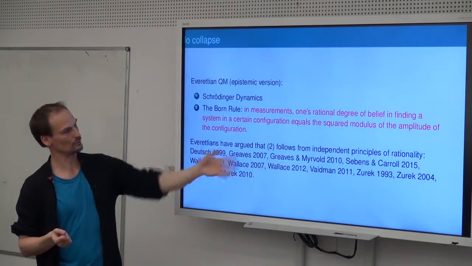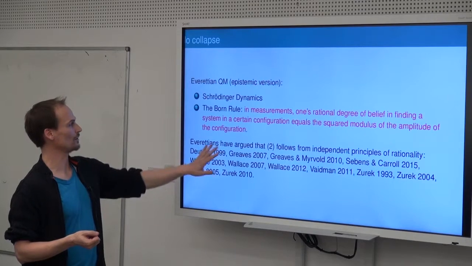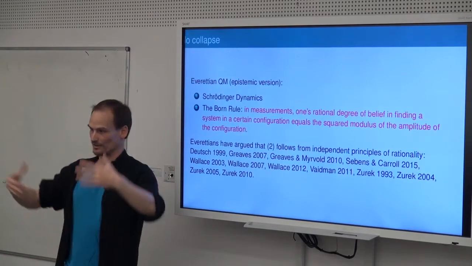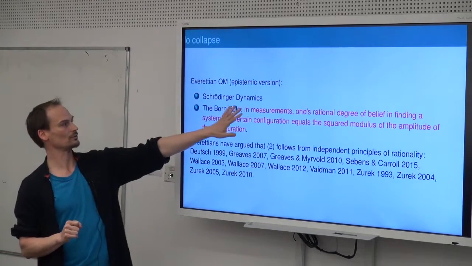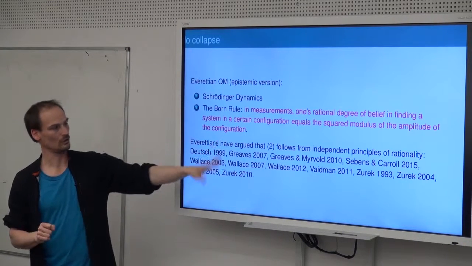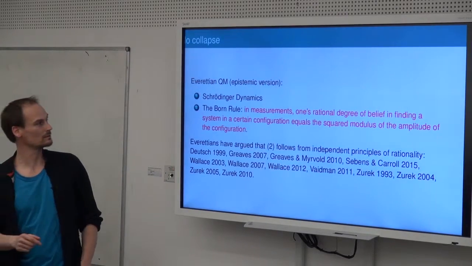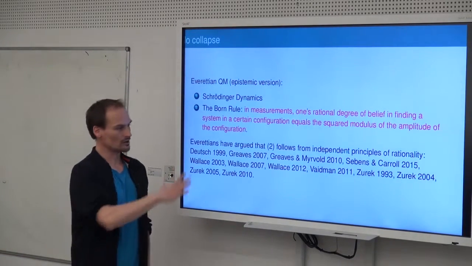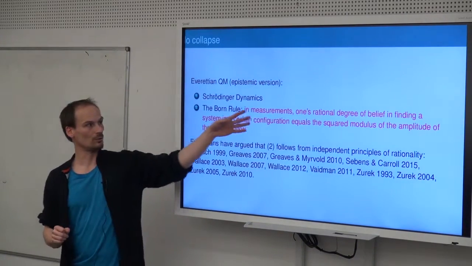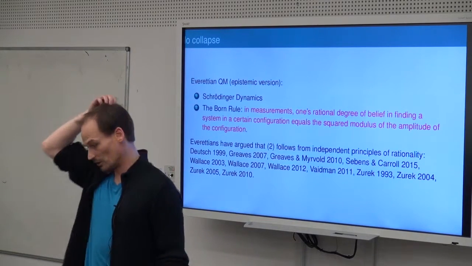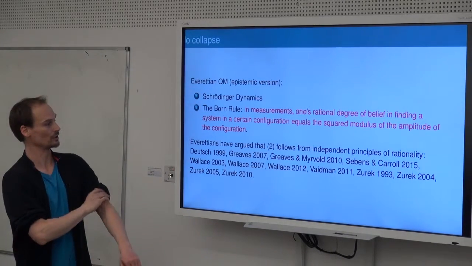And here's a long list of authors who have tried to make exactly that argument, that there are independent principles of rationality, which together with the assumption of this branching structure that Everettian quantum mechanics tells us exists, it then follows that the Born Rule is true. So, long list of people. I might briefly comment. For a long time, I was very skeptical of these attempts to derive the Born Rule from independent principles of rationality. I'm no longer as skeptical as I used to be. I'm now agnostic. I'm neither convinced that they work nor that they don't work.